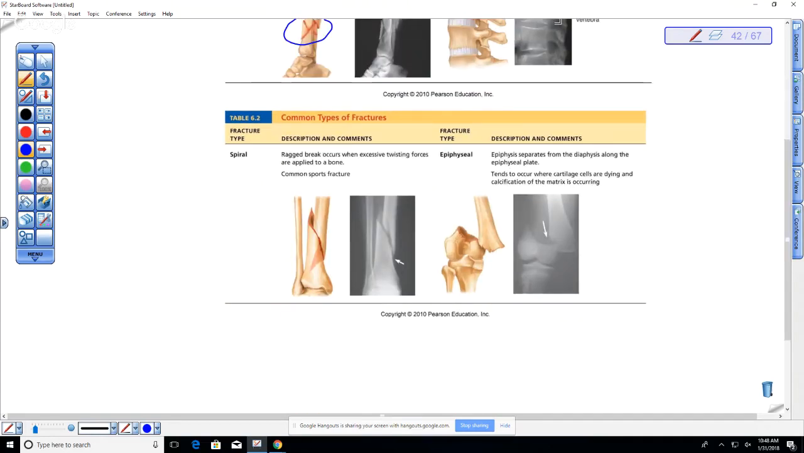Okay. Here is a spiral fracture where you have twisting forces applied. That is common in sports. And then this one is a kind of dangerous fracture to have if you are a child and still growing, because if you break that cartilage plate, then it might be that that bone will not grow. So the bone will cease growing, and that could be a big problem. Okay, so that's where you have a fracture at the epiphyseal plate.